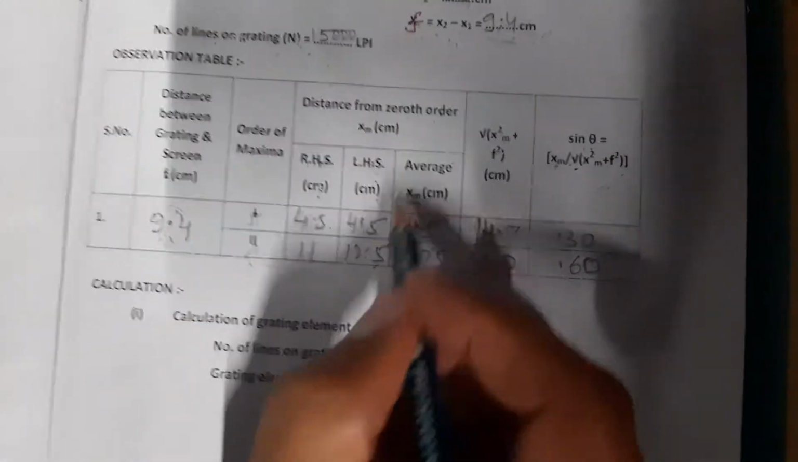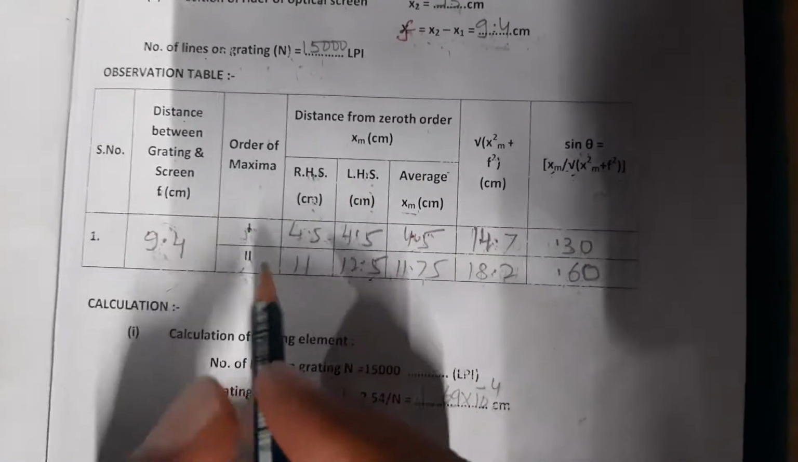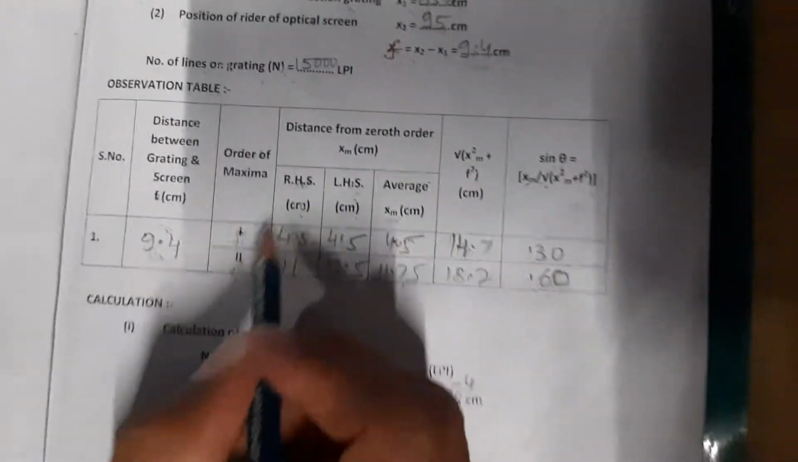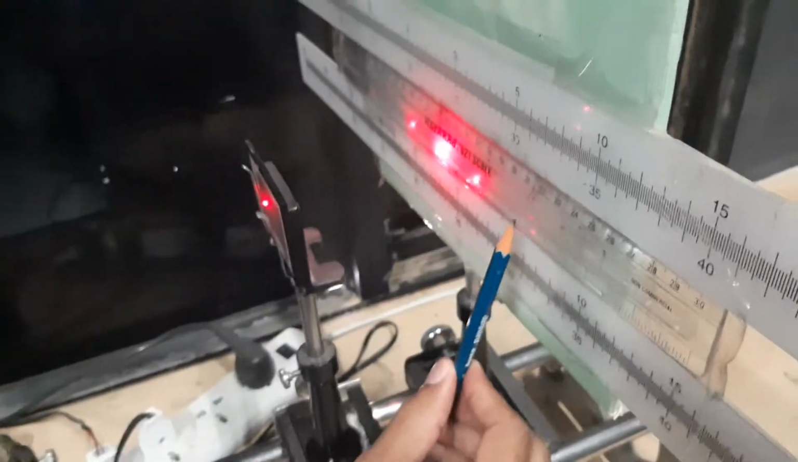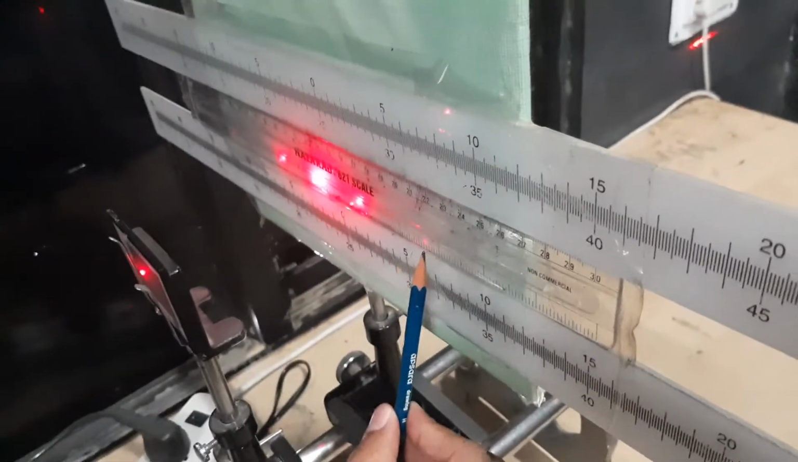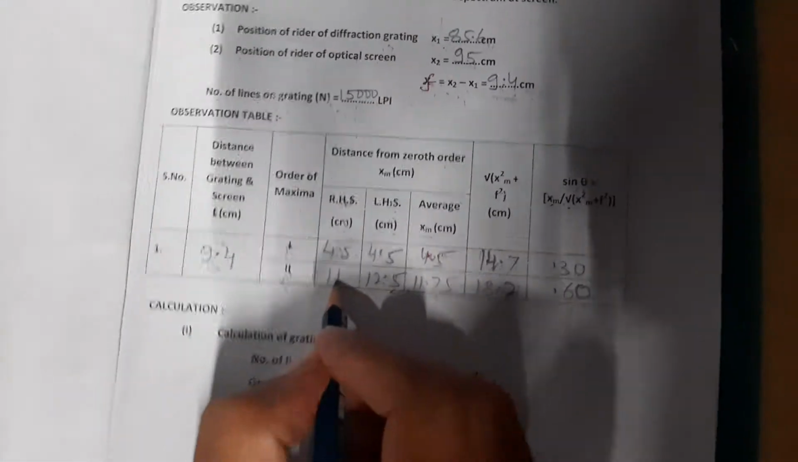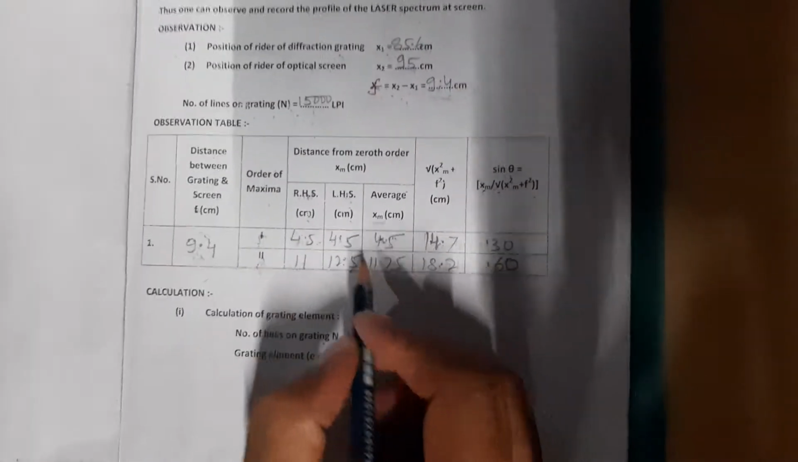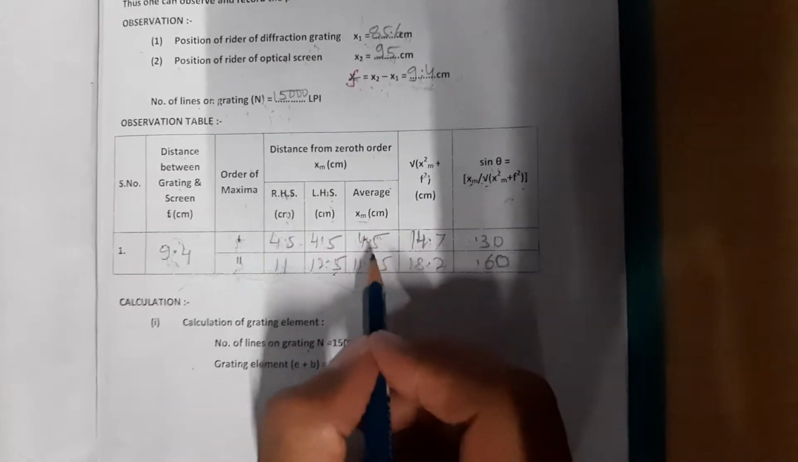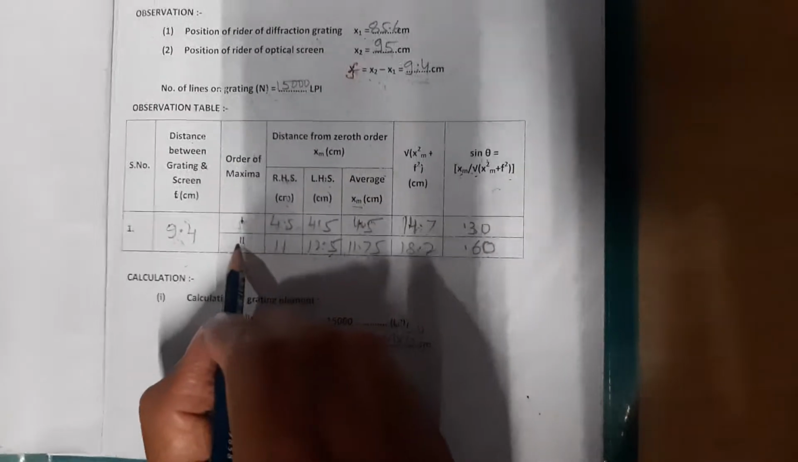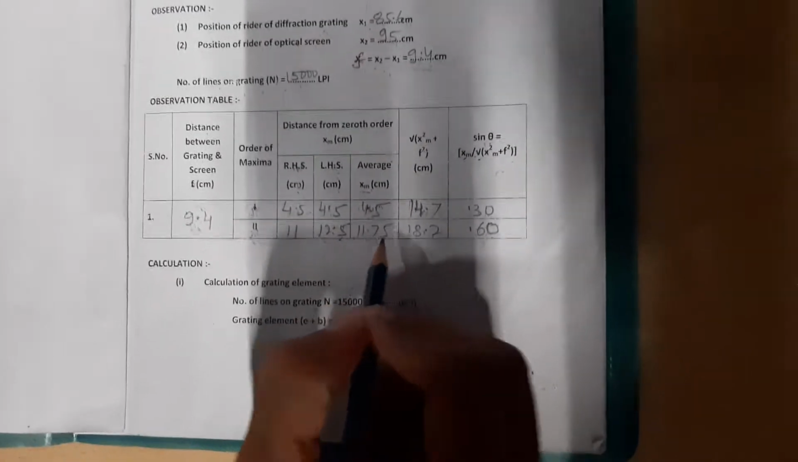It will be the left hand side reading. Now we will take the average of this, it will be xm. Similarly, readings are taken for the second order. For the right hand side and the left hand side, it will be the distance between the central maxima and the second order maxima. The mean of these two readings will be this. So the mean of the first order reading will be 4.5, and for the second order it will be 11.75.